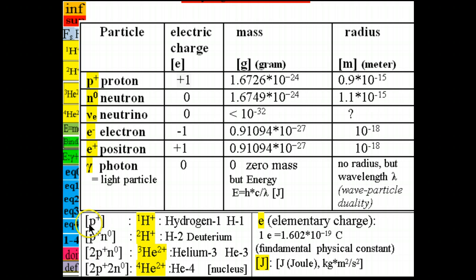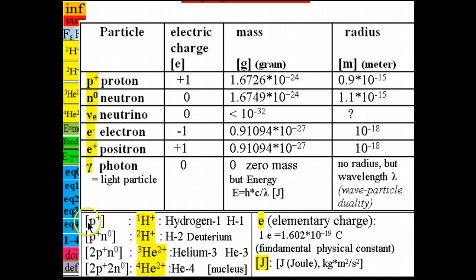Now we want to look at notation for the elements, and we have here hydrogen 1, hydrogen 2, helium 3, and helium 4. And by putting protons and neutrons in these square brackets, we indicate that they are in a nucleus.